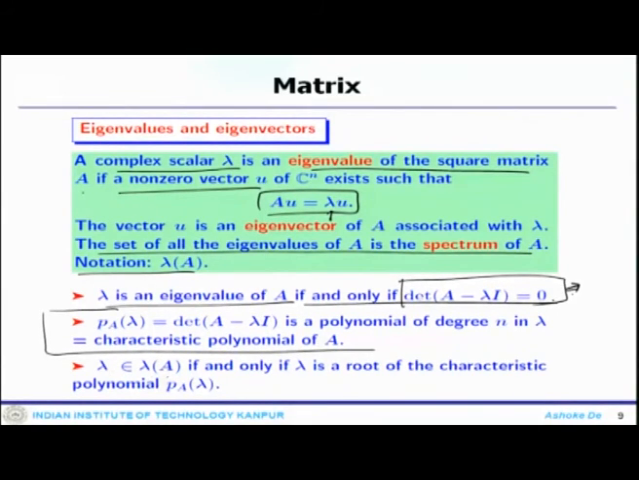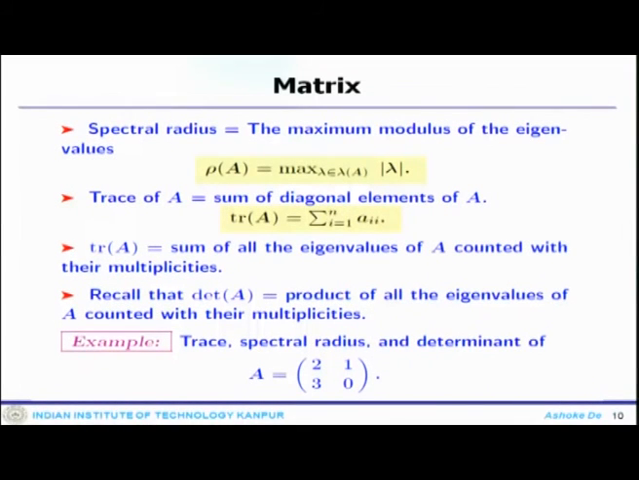Now, lambda belongs to the spectrum of A if and only if lambda is a root of the characteristic polynomial. As I said, when you get this equation, the roots of the characteristic polynomial are going to be the representative lambda for this system.